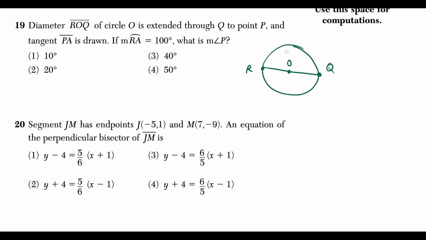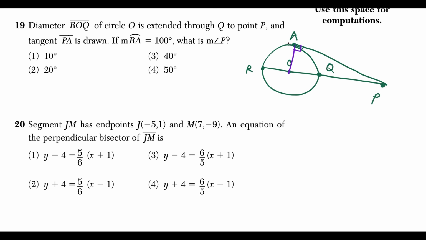And it's going to be extended through point Q like this, and it's going to go to point P, and then tangent PA is going to be drawn. So the tangent here is not necessarily going to be drawn to scale. It's going to be drawn like this. So we'll just assume that this is a tangent. So tangent PA is drawn. And remember, a tangent line is going to be perpendicular to the radius. So this is going to form a 90-degree angle.